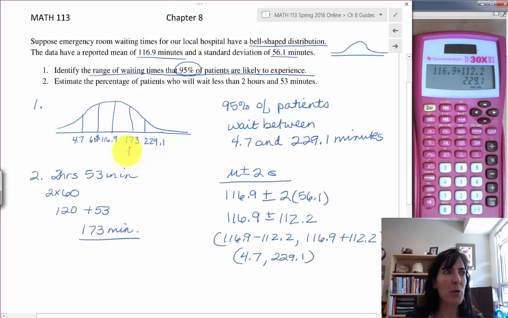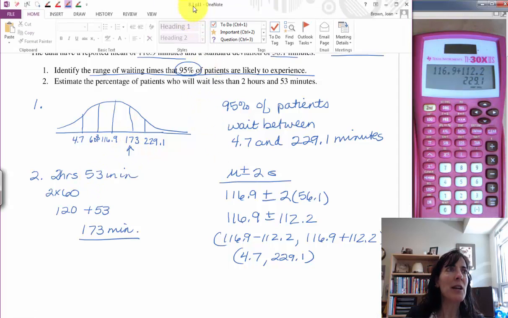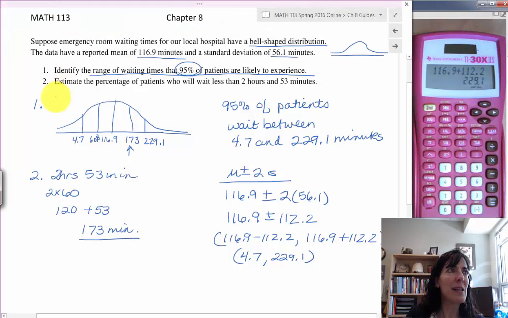Now I know that I'm looking here at the 173 minutes. And I said who will wait less than that amount of time, so I'm looking at all these people up to here and all of these people over here. Okay, so how many people do we have all together?